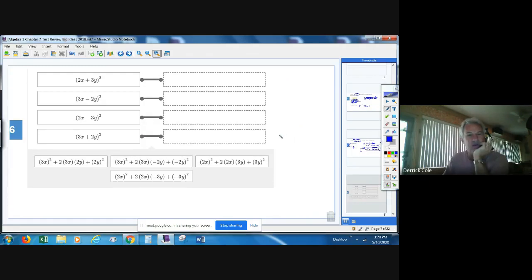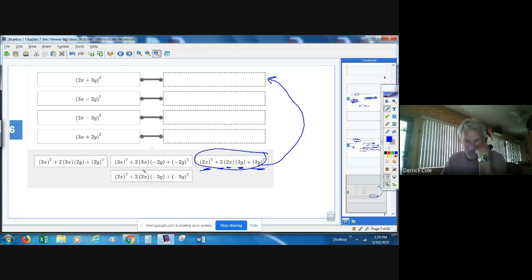2x plus 3y squared means I'm going to square the first term and square the last term. So this is going to be 2x squared and 3y squared on the ends. The middle is going to be 2x times 3y, and I'm going to double it. This one goes here.